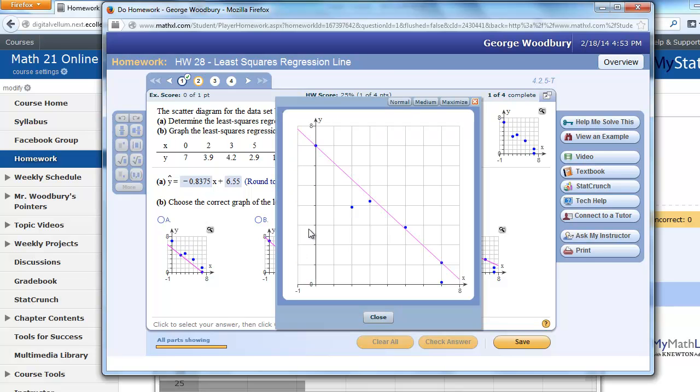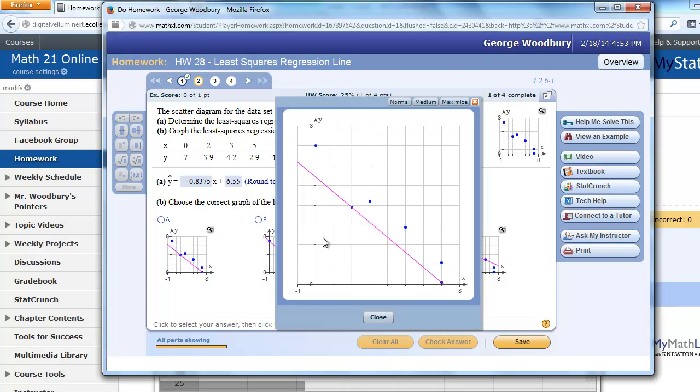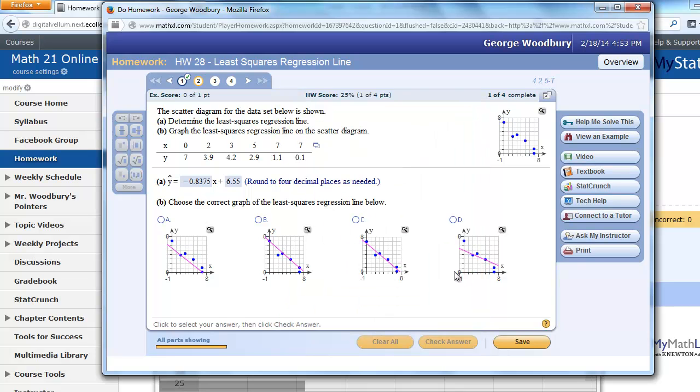This line crosses at 7, not right. And then finally this line, let's see, 1, 2, 3, 4, 5.5 roughly. So that one's no good as well. So the only line that matches the regression line is C.